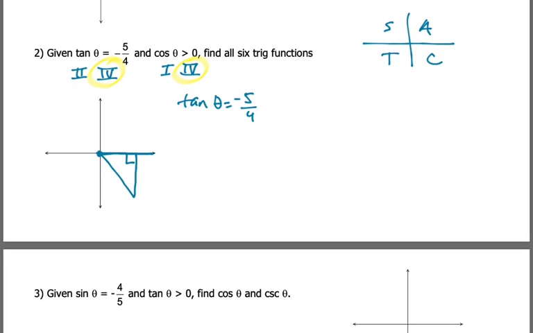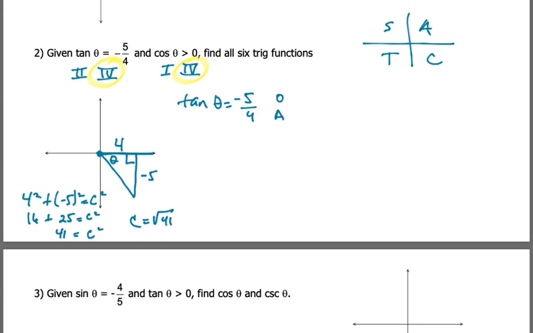Remember, tangent is opposite over adjacent, so this is our reference angle right here. And so when we do the opposite, it's going to be -5. The y's are negative here, so that's where the negative is going to be. The adjacent is 4. And then we're going to have to use Pythagorean theorem to figure out what that hypotenuse is. So we're going to do 4 squared plus -5 squared, and that equals c squared. So we get 16 plus 25 equals c squared, so c squared equals 41, which means c is going to be the square root of 41.